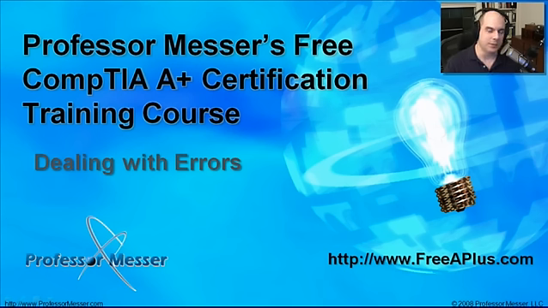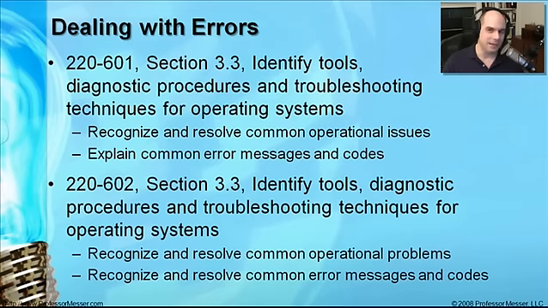I'm James Messer, and in this module, we're going to talk about dealing with errors. Errors is something as a CompTIA professional you're going to run into a lot. You'll be asked to solve problems, and in our CompTIA requirements on the 220-601 exam, section 3.3, we need to understand how to recognize and resolve common operational issues. We also need to explain common error messages and codes.